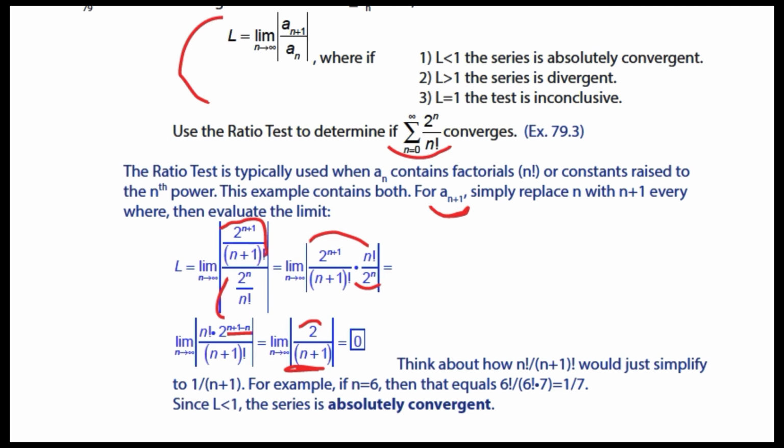Take the limit of that as n approaches infinity, and you'd end up with 2 over infinity, which is 0. And so since L is less than 1, our limit is less than 1, we'd say that the series is absolutely convergent.